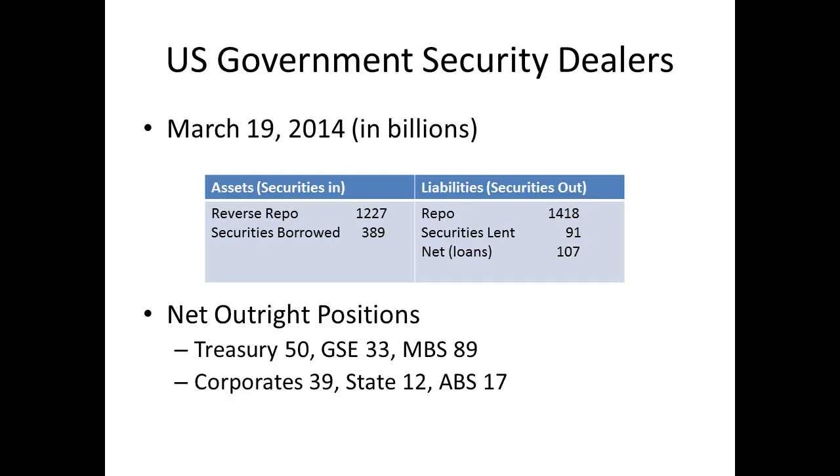I put down here, just as a notation, the net outright positions they report. This is their outright holdings of treasuries, government, this is Fannie and Freddie, mortgage-backed securities, corporates. They have all positive positions at the moment, it seems, not negative ones. I wish there were some negative ones so that you could see that inventories can be negative.